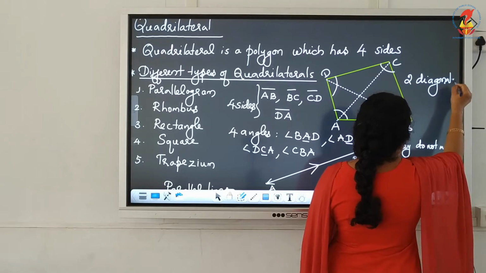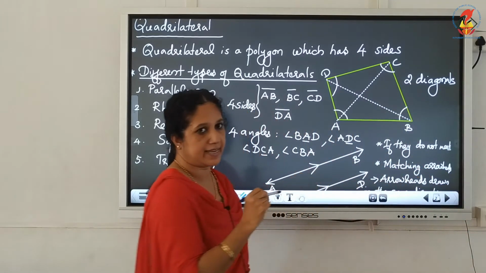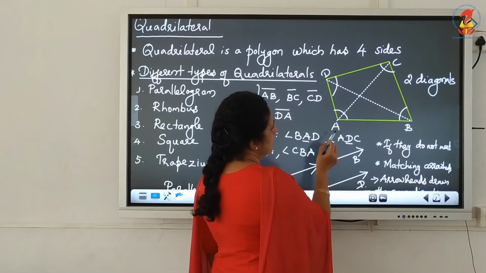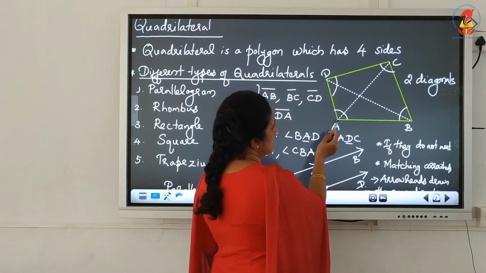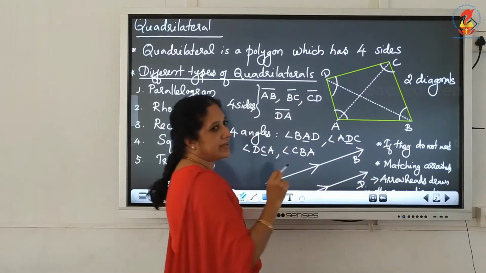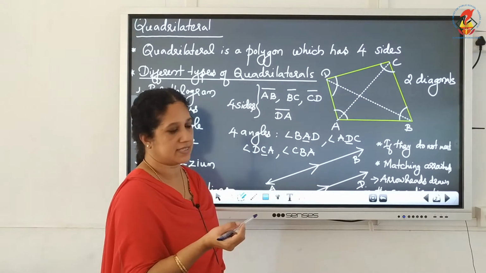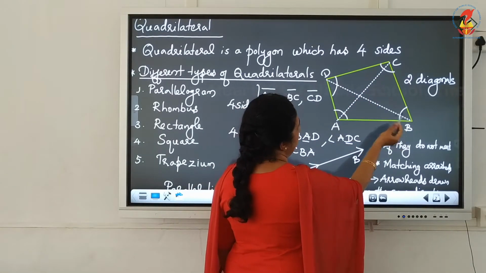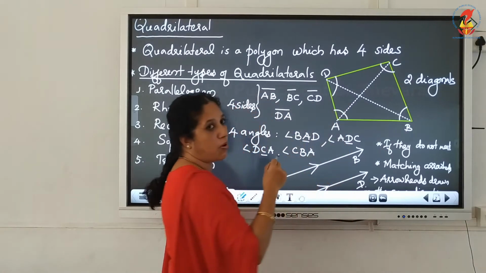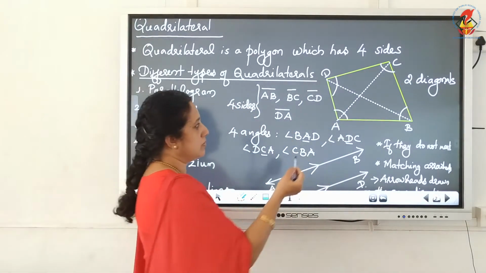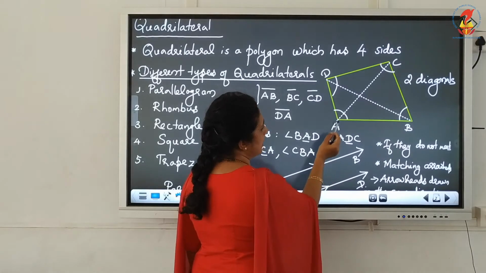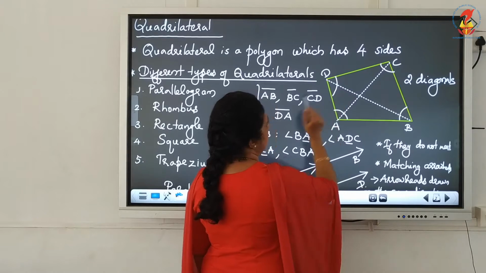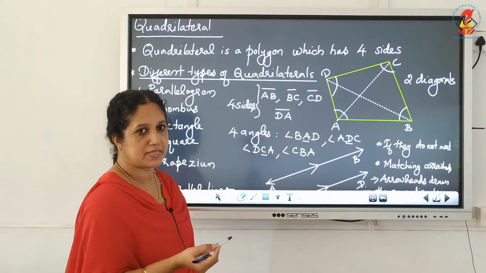So when you join the opposite vertices, you will get the diagonals. A quadrilateral has 2 diagonals. Then if you consider the angles, angle A and angle C are opposite angles. Similarly, angle B and angle D are also opposite angles. So we have 2 pairs of opposite angles. Angle A and angle C, one pair, angle B and angle D is another pair of opposite angles.